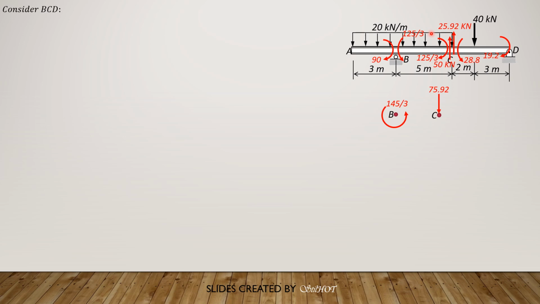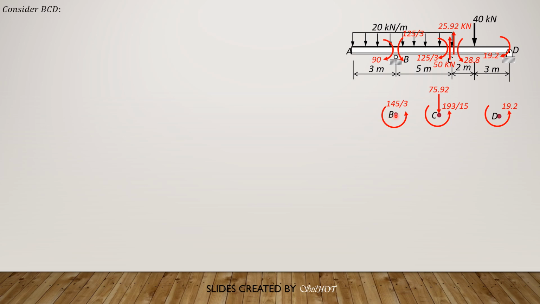For the moment, 125 over 3 minus 28.8, that would be positive. 125 over 3 minus 28.8 is positive 193 over 15, that's why we have counterclockwise moment here. Then of course, at the right end, it's 19.2 clockwise, so the nodal force is counterclockwise 19.2. And the reaction is not important because the displacement at D is 0.